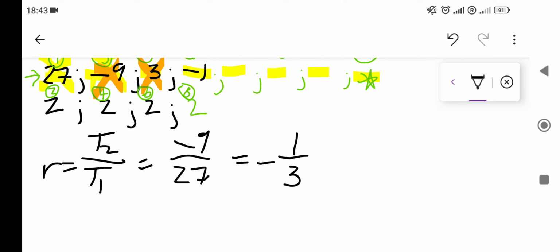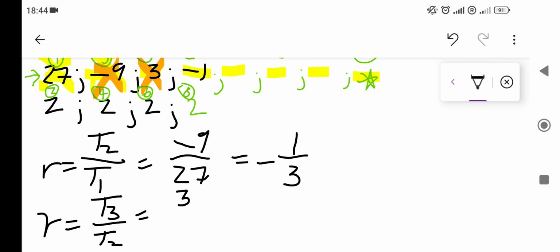Right, let's use the next two. So again, we're going to find r. We're going to say term 3 this time, and divide it by term 2. So term 3, that's going to be my positive 3, and I'm dividing with term 2, which is my negative 9, right? And that also simplifies to minus 1 over 3, right?